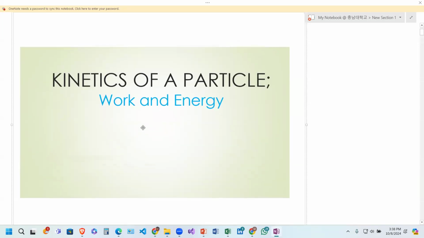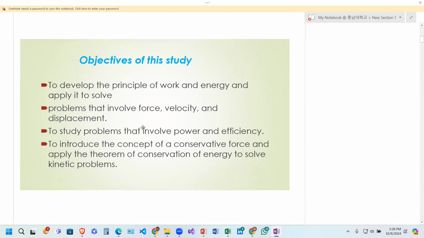All right, so we are going to look at kinetics of a particle. Under this, we are looking at work and energy. So the objective of this study is, first of all, to develop the principles of work and energy and apply it to solve problems that involve force, velocity, as well as displacement. Another objective is to study the problems that involve power and efficiency. Our third objective is to introduce the concept of conservative force and apply the theorem of conservation of energy to solve kinetic problems.